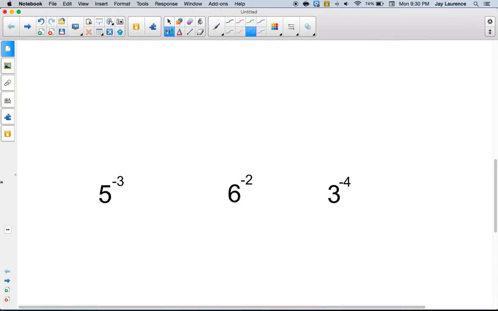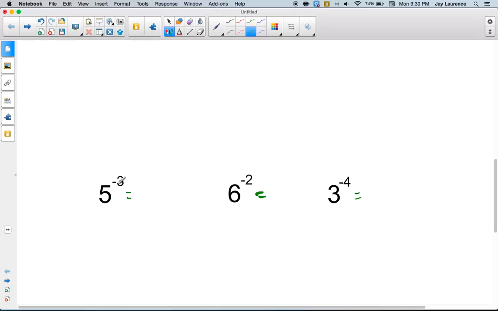I'd like you now to pause the video and see if you can figure out 5 to the negative third, or 6 to the negative second, and 3 to the negative fourth. Okay? I'd like you to figure those out. So, let's see here. If you're still watching, I assume you've taken some guesses.